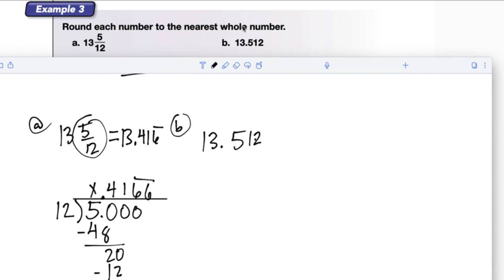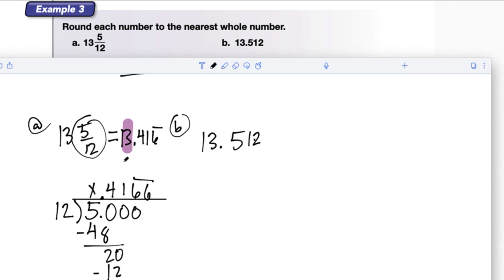They said round each number to the nearest whole number. So if we're talking about the nearest whole number, we're looking at 13. Go to the digit after it. Is 4 greater than or equal to 5? The answer is absolutely not. Shall we lift 13 above its 13ness?